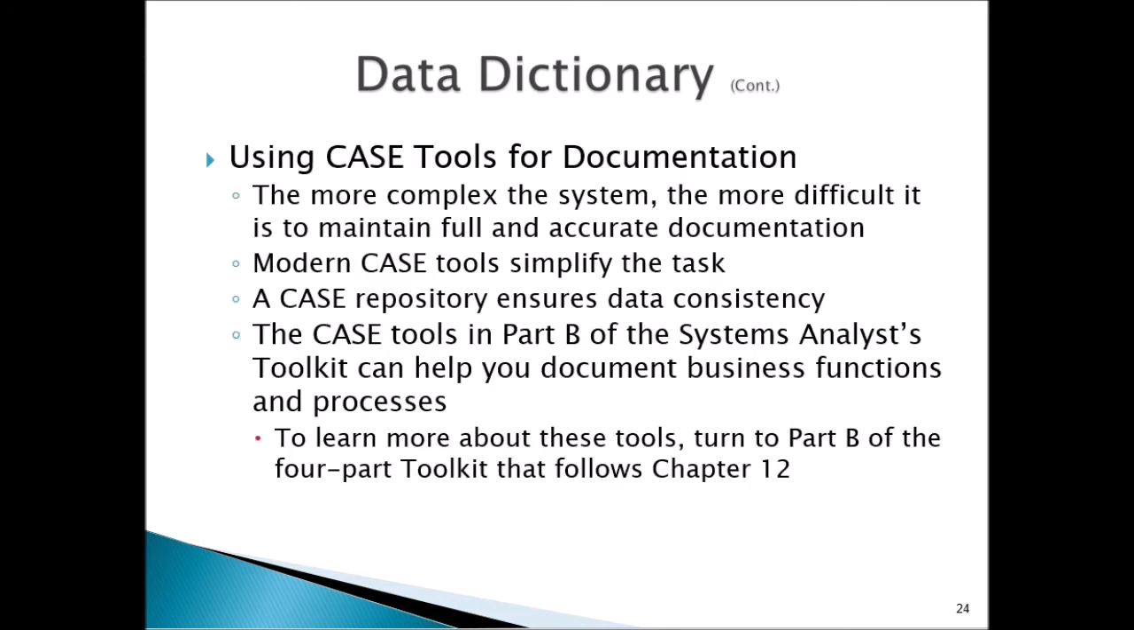Using CASE tools for documentation. So nobody wants to flip around flashcards and have paper cards like I was just talking about up top. I meant that figuratively. People use CASE tools for this documentation. The more complex the system, the more difficult it is to maintain these tools and this documentation. Modern CASE tools really do simplify the task. A CASE repository ensures data consistency. So the CASE tools in part B of the systems toolkit, I'm not going to focus on that part too much.